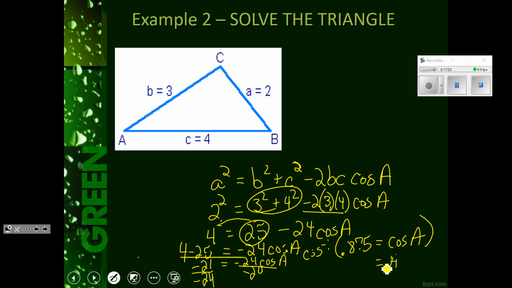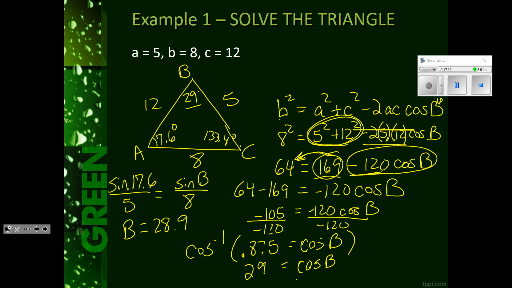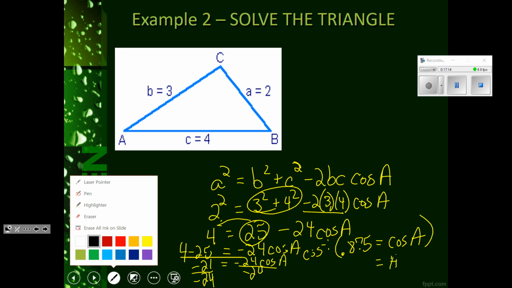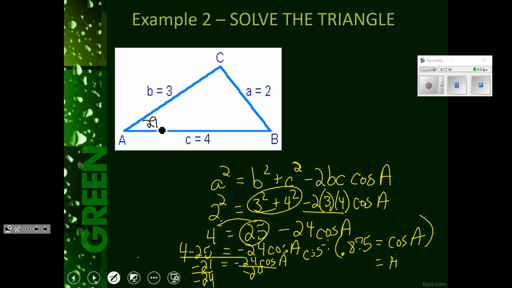29? Everybody agree? If you round it, 29. Okay, so A is going to be 29 degrees. So from there, my question is, you can choose. At this point in time, you can choose. You can continue to use the law of cosines, or you have enough information now that you could solve using the law of sines, which might be slightly easier.